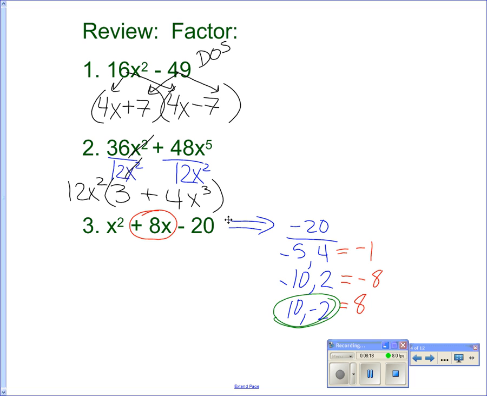Okay. All right, so I write my answer. 2 sets of parentheses. X squared, remember, splits into x and x, and I've got positive 10 and negative 2. Okay. All right, so this is what we've learned so far.